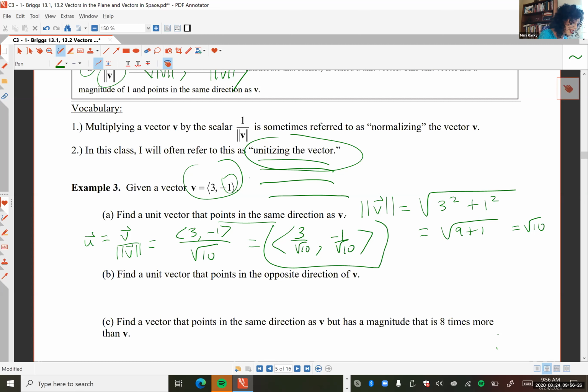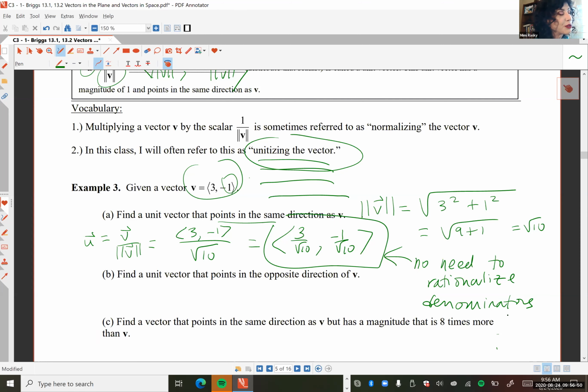And here's a good thing. In my class, there's no need to rationalize the denominators. I know some of you might have had an algebra teacher that spanked you when you left radicals in the denominator and said, hey, clean that up. I will be totally okay with it. On the other hand, if you need to go rationalize the denominators, that's fine also. So don't worry, I'll give you credit for either way. All right? So that's unitizing the vector.